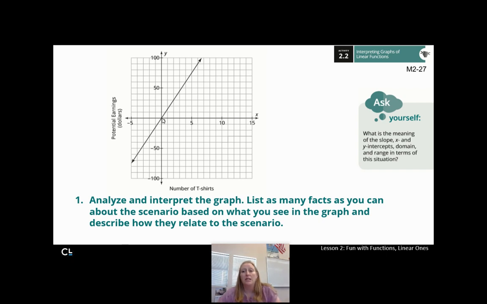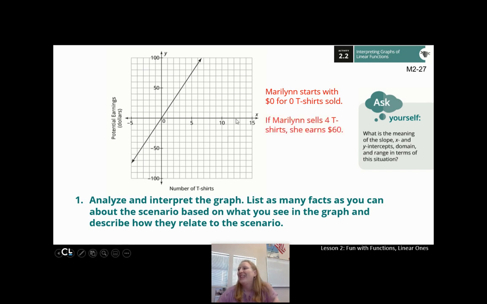And that does tell me something. That tells me that Maryland starts with $0 for 0 t-shirts sold. So looking at that x-intercept, y-intercept, which happen to be the same spot, was helpful. It tells me she makes no money if she doesn't sell any t-shirts. Fair enough. But I mean, you can go further.